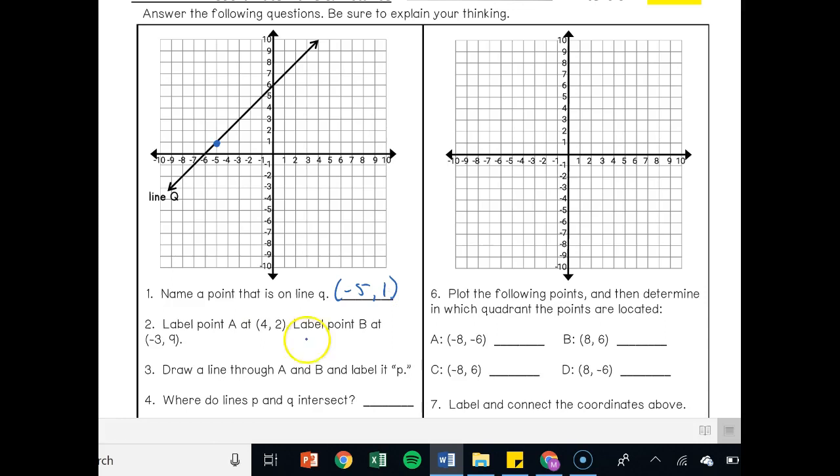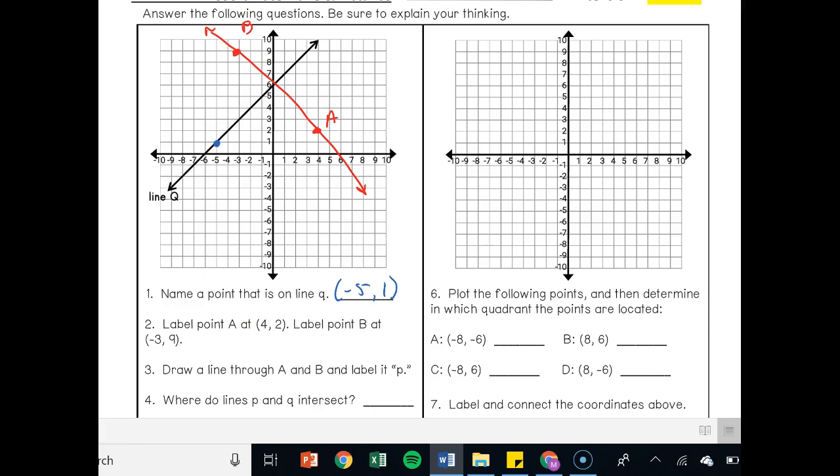Number 2, it says label point A at (4, 2). So over 4, up 2, that's point A. And label point B at (-3, 9). So -3 and then up to 9 right there. There's point B. Then it says draw a line through A and B and label it P. So use the edge of your notepad or a ruler and draw a straight line through A and B. Probably a little bit straighter than what I just did.